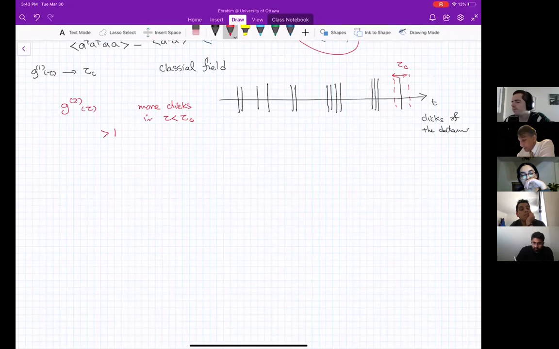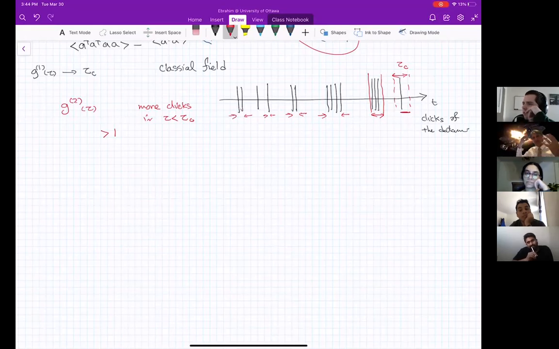If I'm in this interval, let's say the first one, I will move around and I will see 3 clicks here, 4 clicks here, 2 clicks here, no clicks here, 2 clicks here. This is the way you look at the correlation function. You look at the intensity correlation, I of t and I of t plus tau, and now your tau is below the coherence length. This is what we call bunching.